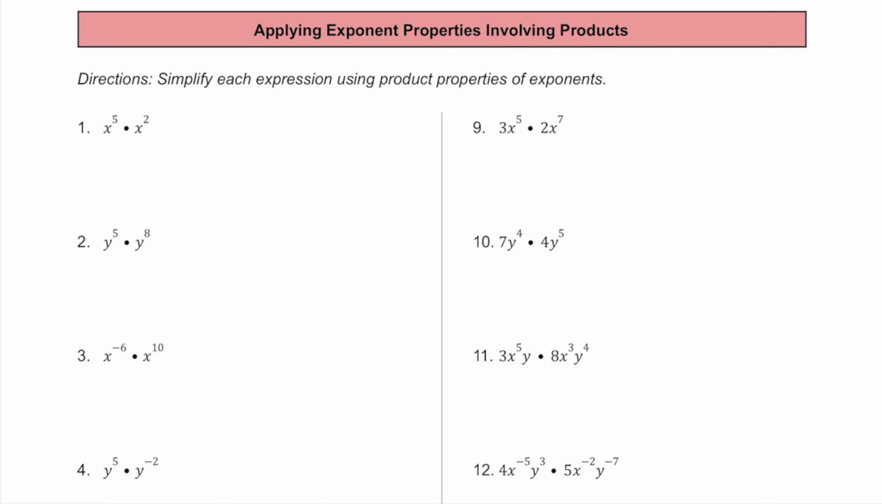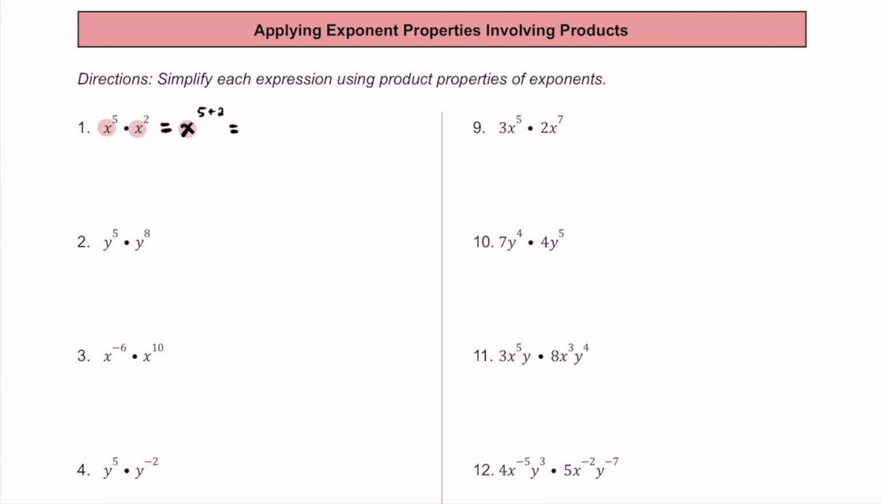Let's practice our exponent properties or rules involving products, or when we are multiplying. For number 1, we have x to the 5th power times x to the 2nd power. So when we're multiplying and they have the same base, we can go ahead and combine them. So instead of writing these separately, we can write x, which is the same base that they had here, and we can add their exponents. So we can add 5 plus 2.